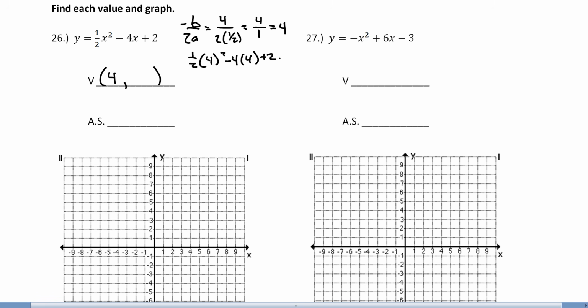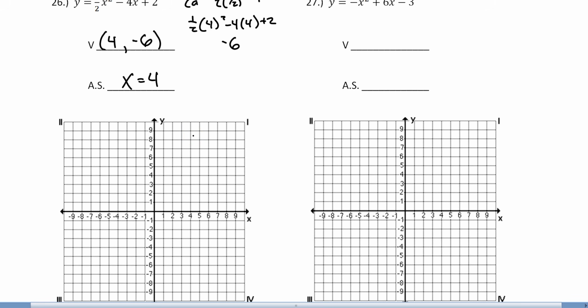And I'll just plug that into my calculator, and I get a -6. Okay? Axis of symmetry is always x equals the x value from the vertex. The fastest way then to graph this thing is I start with the vertex here. So the vertex is (4, -6), which is right here.